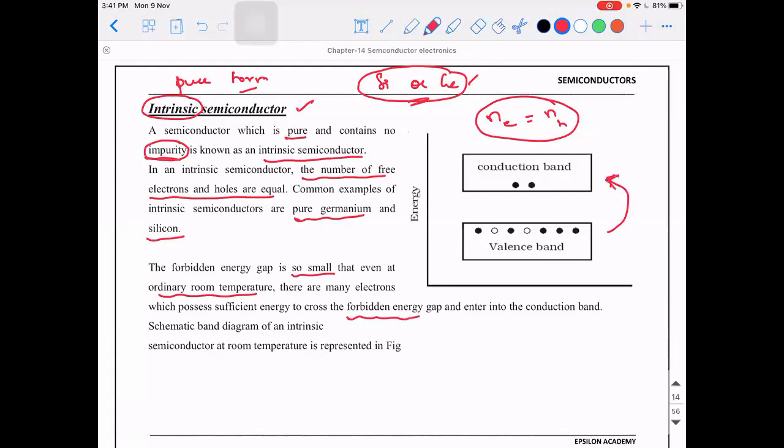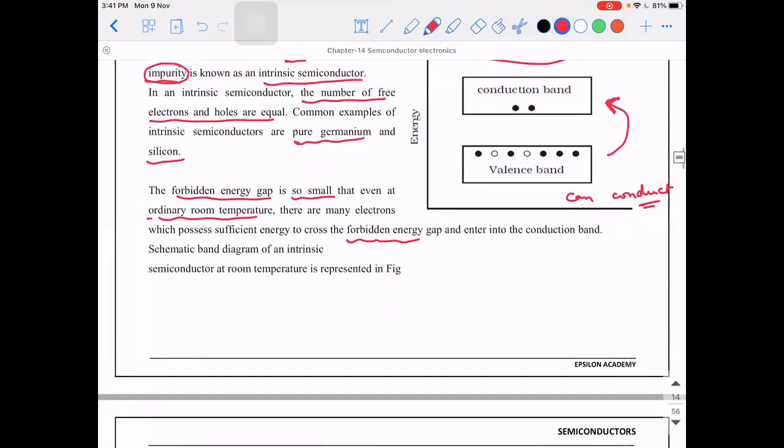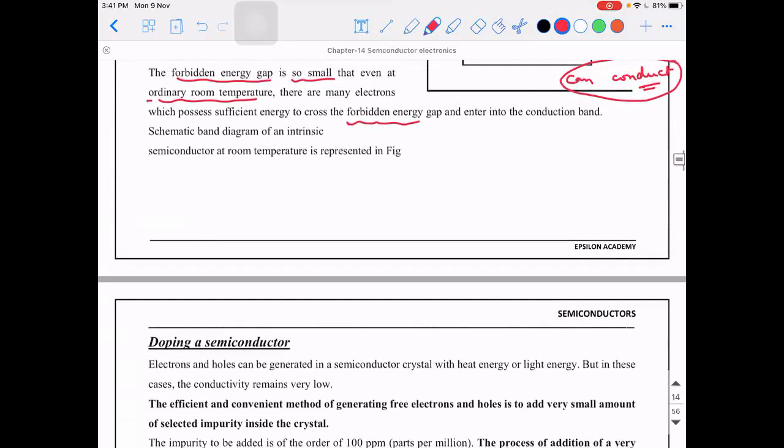So you're able to see the diagram here. From this, can I say that intrinsic semiconductors also can conduct? They can conduct even at room temperature, because that's what the theory says. The forbidden energy gap is so small at ordinary room temperature that there are many electrons which possess sufficient energy to cross the forbidden energy gap and enter into the conduction band, right? So if that is the case, we can say that intrinsic semiconductors do conduct, right?